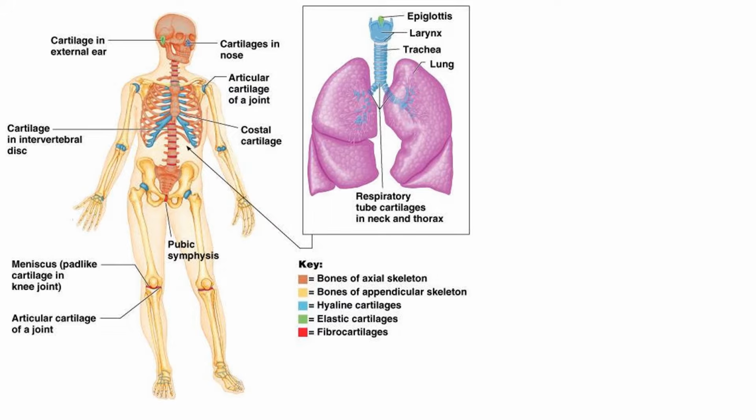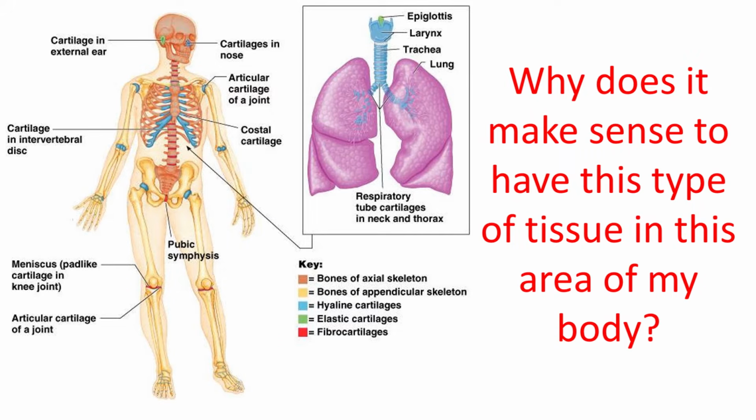Alright, so the trick is, you first want to try and tie the function to the location, meaning ask yourself, why does it make sense that we have this type of tissue that is specialized for this function in this area of my body?